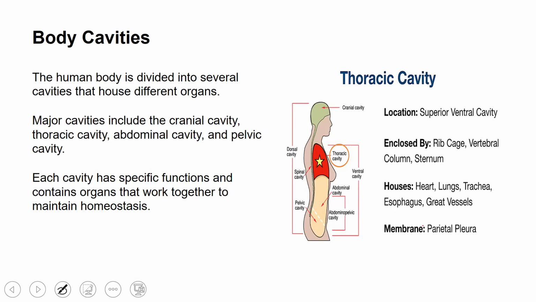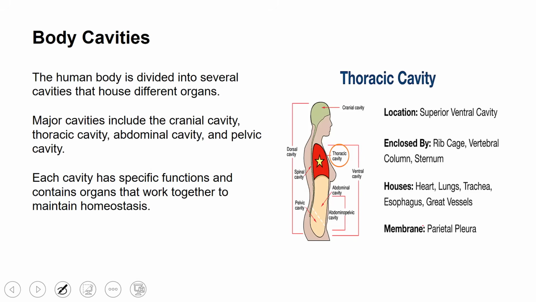So the major cavities that are found in humans are the cranial cavity, the thoracic cavity, the abdominal cavity, and then the pelvic cavity. The cranial cavity contains the brain. The thoracic cavity contains the heart. So this is actually the cavity.